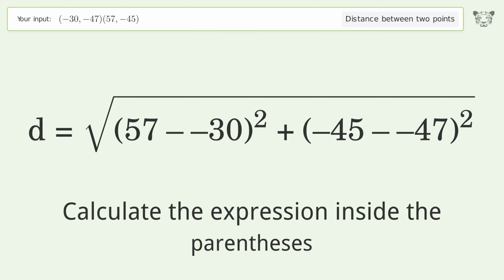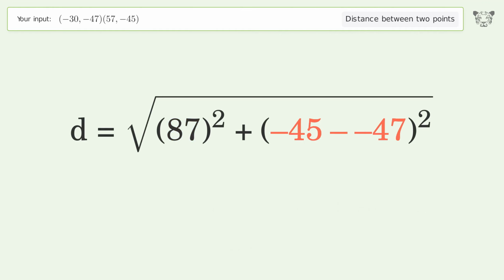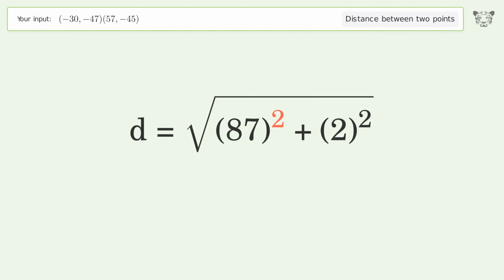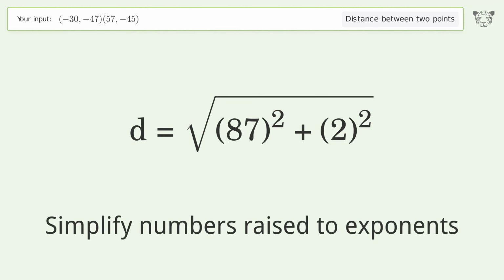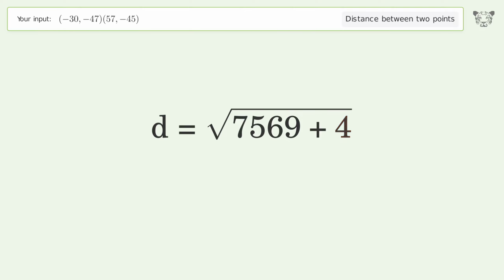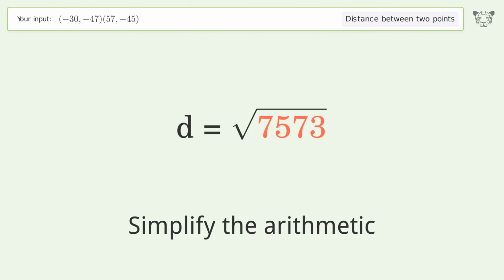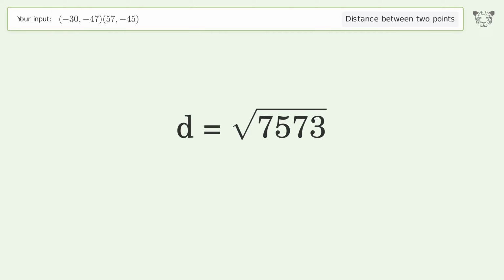Calculate the expression inside the parentheses. Simplify numbers raised to exponents. Simplify the arithmetic. And so the distance between the 2 points is the square root of 7,573, or 87.023.